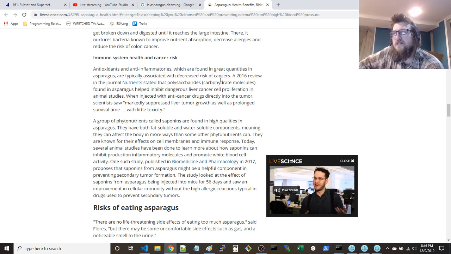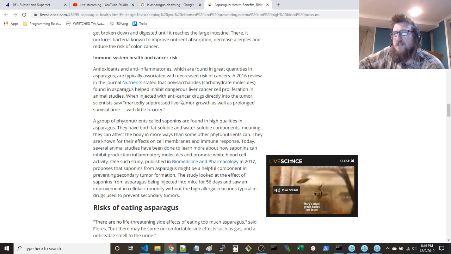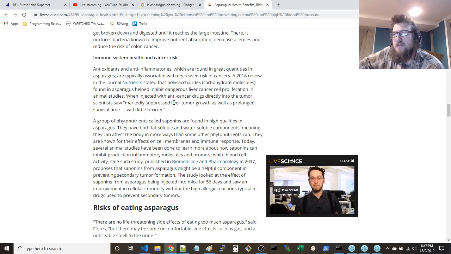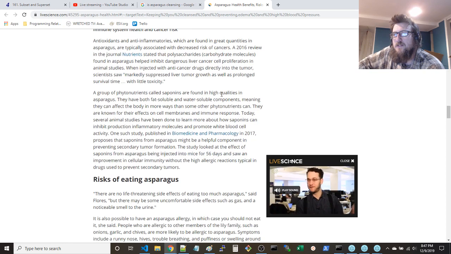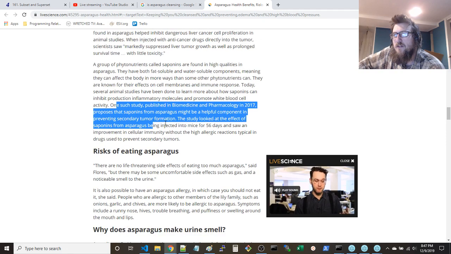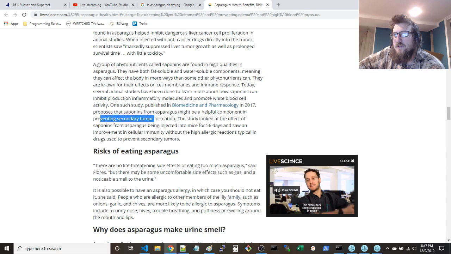Typically associated with decreased risk of cancers. Polysaccharides found in asparagus inhibit dangerous liver cell proliferation, anti-cancer. Markedly suppressed liver tumor growth, prolonged survival time. Interesting. Phytonutrients called saponins are found in high quantities. Helpful component in preventing secondary tumor formation.